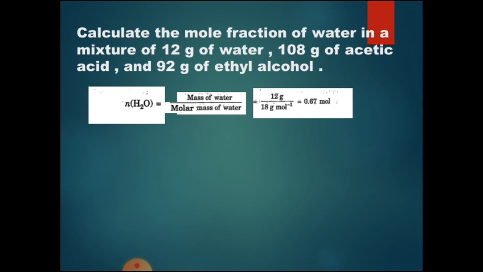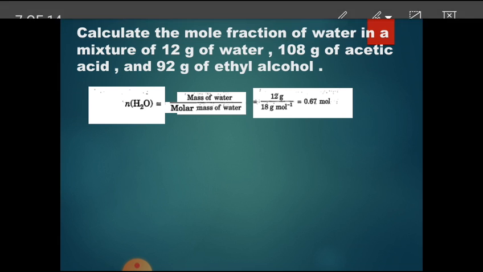The molar mass we have calculated before: 2 into hydrogen's atomic mass 1, so 2 into 1, plus oxygen 1 into 16. It becomes 18 gram per mole. Substituting in the number of moles equation, we get 12 gram divided by 18 gram per mole. Both grams cancel and you get moles only. So the number of moles of water is 0.67 mole.